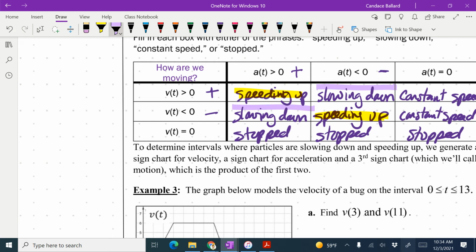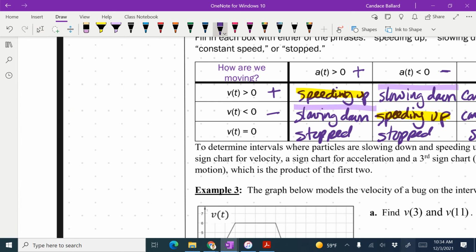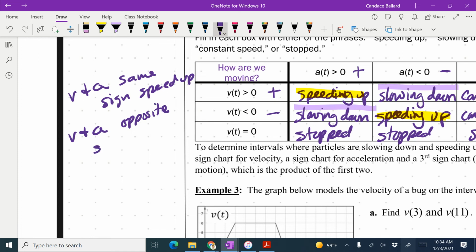So when the signs are opposite, we slow down. So let's make that notation out in the left-hand column there, okay? So same sign. Actually, you know what we should do is put velocity and acceleration, same sign: speed up. And velocity and acceleration, opposite sign or different sign: slow down. So you actually have to look at the values of velocity and acceleration.